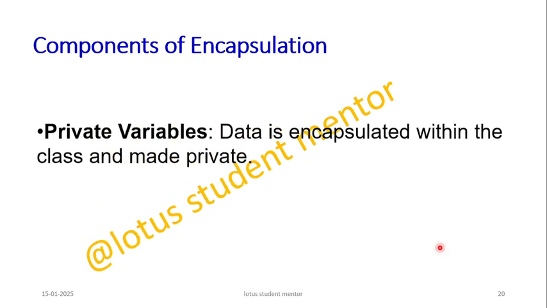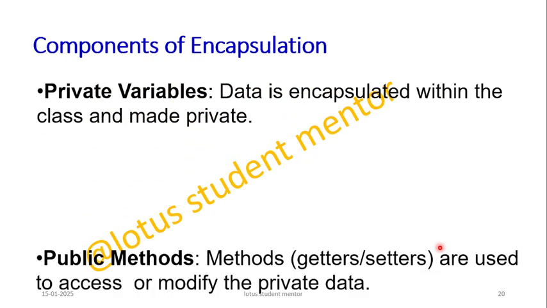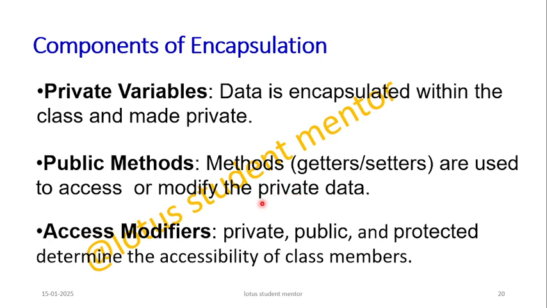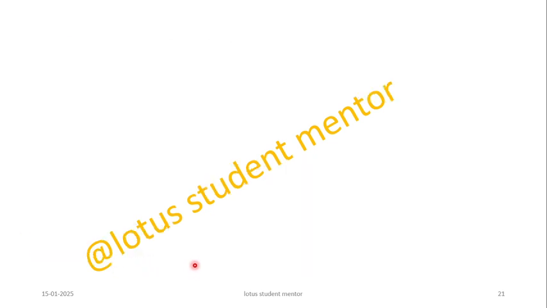The next one: what are the main components of encapsulation? One is private variables, and another is public methods. With private variables, data is encapsulated within the class and made private. Public methods consist of getter methods and setters. These are the main keywords used in public methods to access or modify the private data. Next, access modifiers: private, public and protected, which determine the accessibility of the class members.